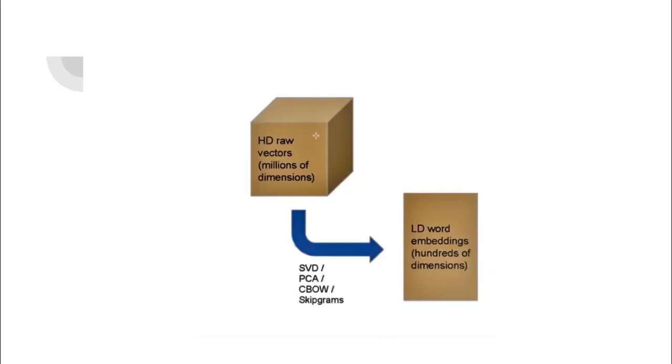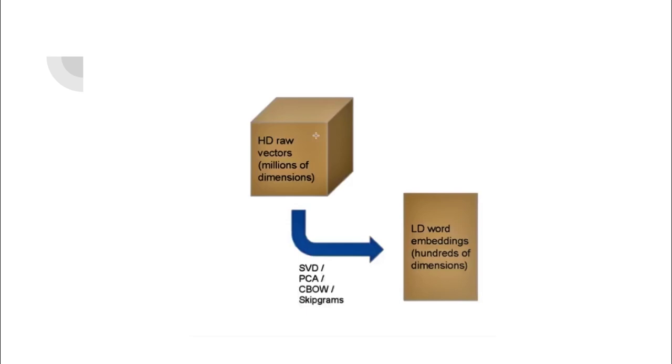Hello. So in the previous session, I explained why we are creating the word embeddings and what we are doing in them. Here in the word embeddings, we are basically converting the high dimensional matrices, that is the co-occurrence or occurrence matrices, into lower dimension matrices using certain techniques such as SVD, PCA, CBOW or skipgrams.